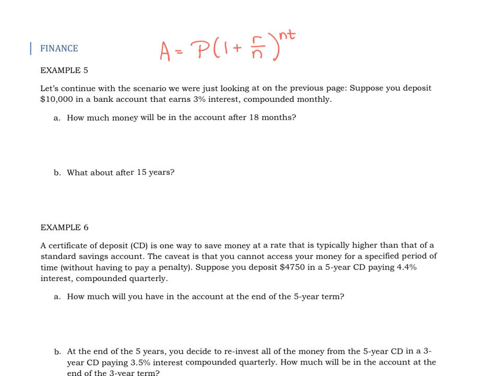All right, working through some examples here. On the previous page, we were looking at a situation where we deposited $10,000 in a bank account and earned 3% interest compounded monthly.